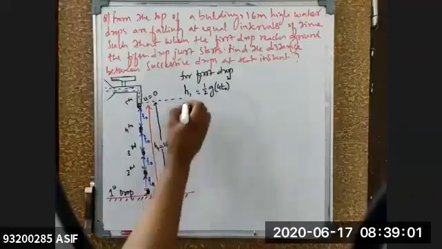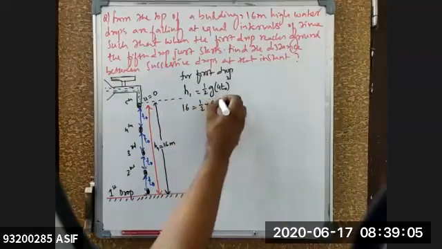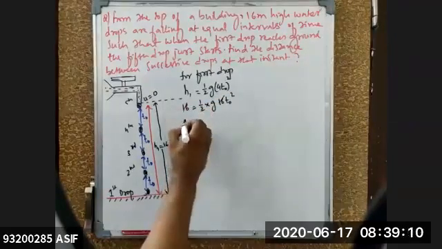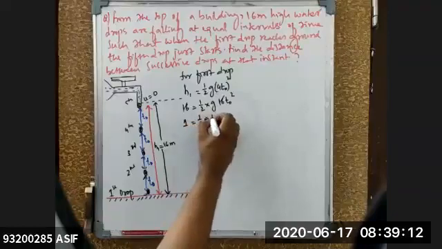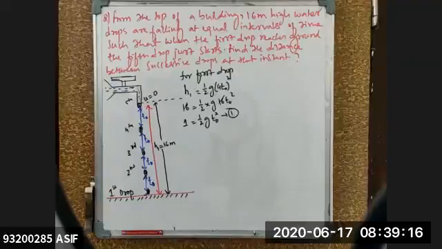Height H1 is given as how much for me? 16 meters. That is equal to half into g into this one, which is nothing but how much? 16 into T naught square. The 16 gets cancelled. So 1 is equal to half into g into T naught square. This is my equation number 1. For which drop? For the first drop.